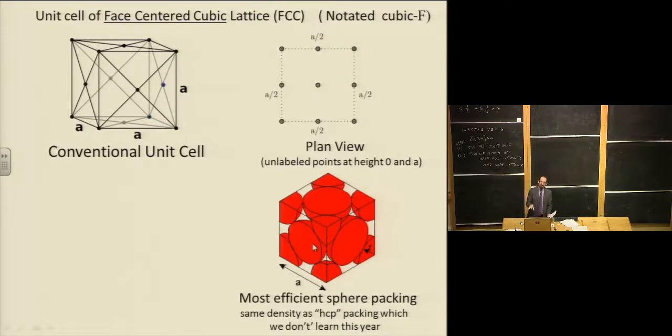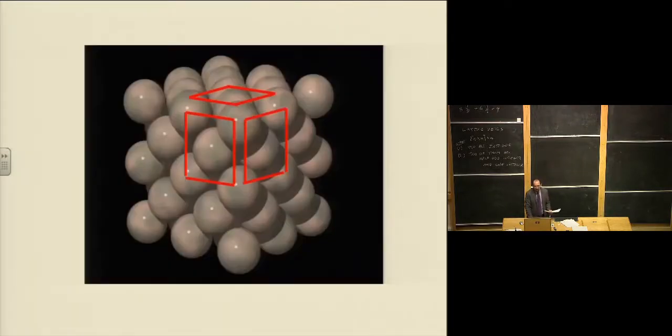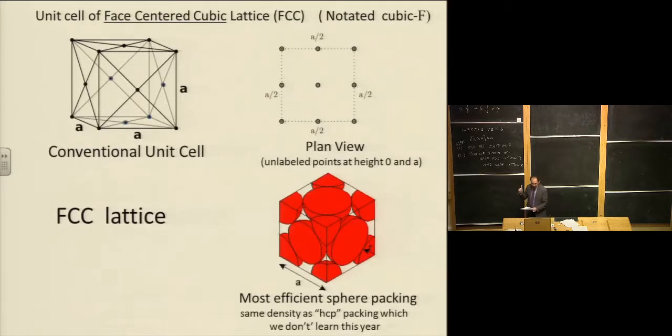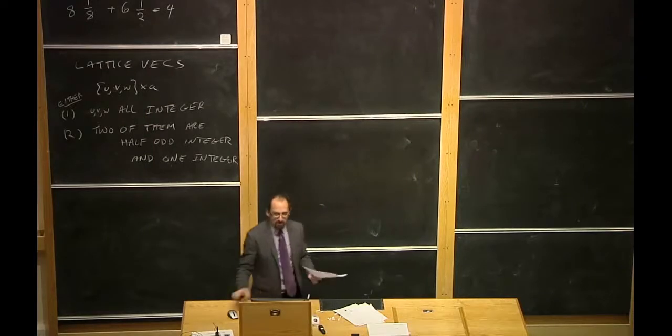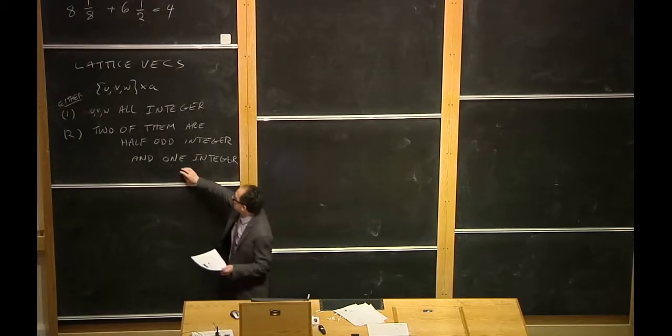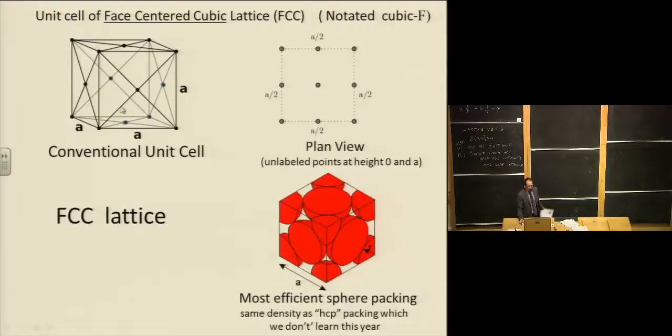So there's 4 at the same height, 4 slightly lower, and 4 slightly higher, which may not look all that convincing, but we can show it using this rule. So this rule would give that to us for free. The reason we would know this is because if you look at this point here, well, first of all, let's take a look at this item 2 here. 2 of them half odd integer, 1 of them integer. What does that correspond to? That corresponds to someone in the middle of the face.